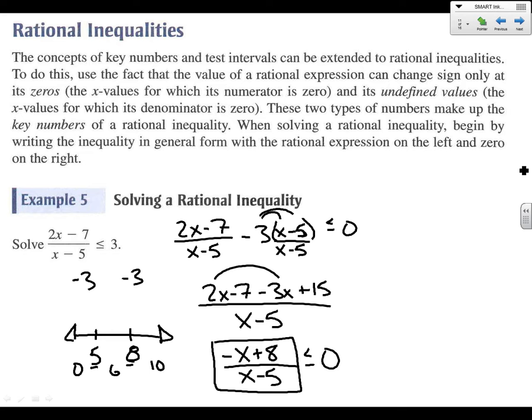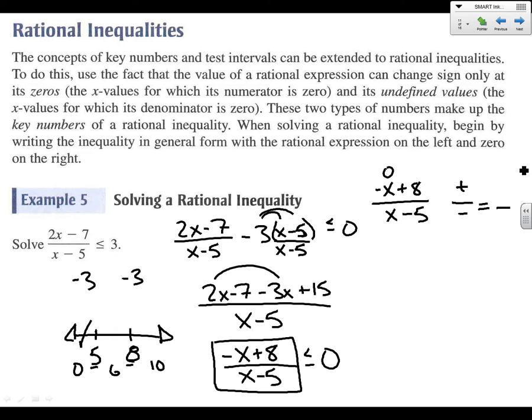Negative x plus 8, we read it up here. If we plug in a 0, negative 0 plus 8 is positive. 0 minus 5 is negative, and that is a negative. And we're trying to be less than 0. So we like this section.